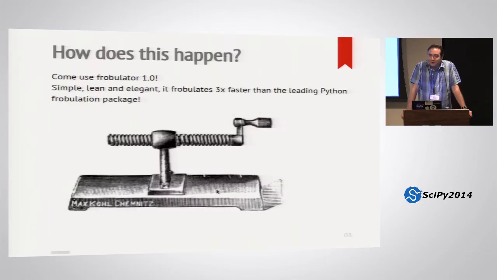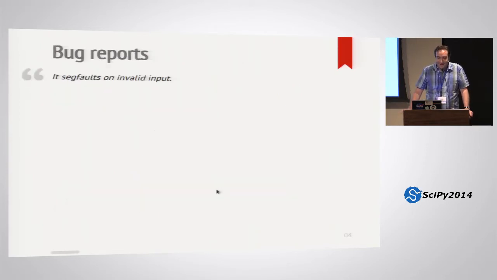Well, you write a new tool, you say, hey, come along, use my new tool, Frobulator 1.0. It's simple and lean and elegant, and it's 3 times faster than any other frobulation package that's out there, okay? Because you just wrote it. It's really clean and fast, and you put all this effort into making sure it was clean and fast and lean. And well, then you send it out there, you get some bug reports.